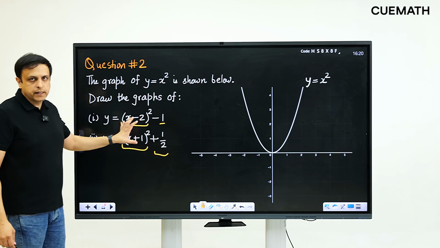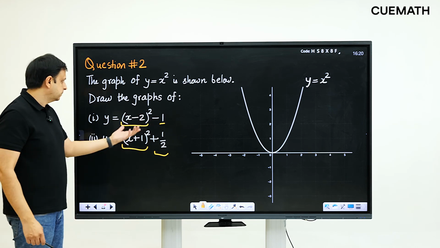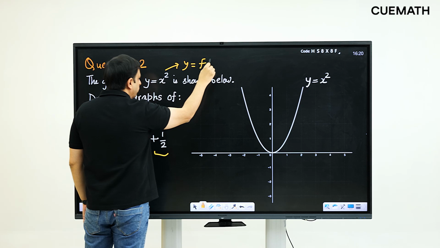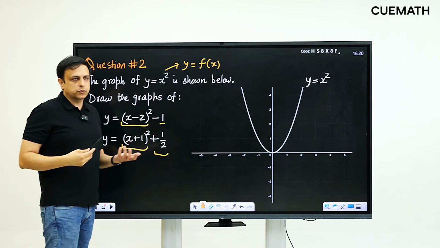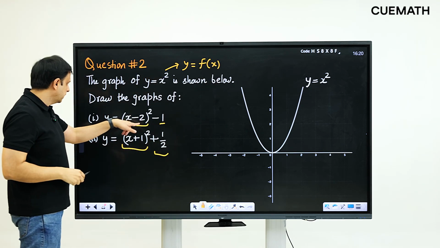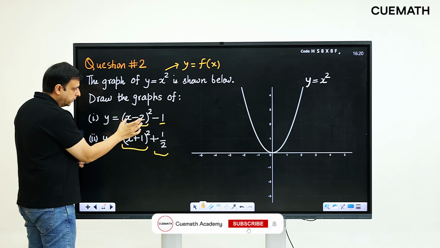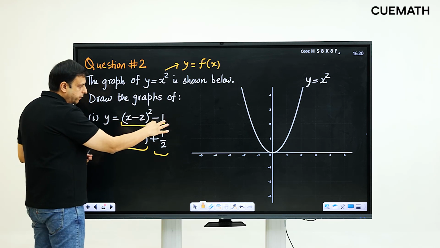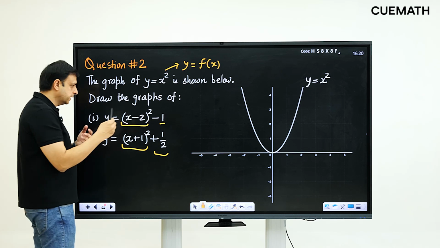So let's once again decode the structure of these expressions. If your original function is y equal to f of x, so f is the square function, then in this first part, you are first doing a delay of 2 units, a rightward shift of 2 units, and then a downward shift of 1 unit. So this is how you have to see this combination.